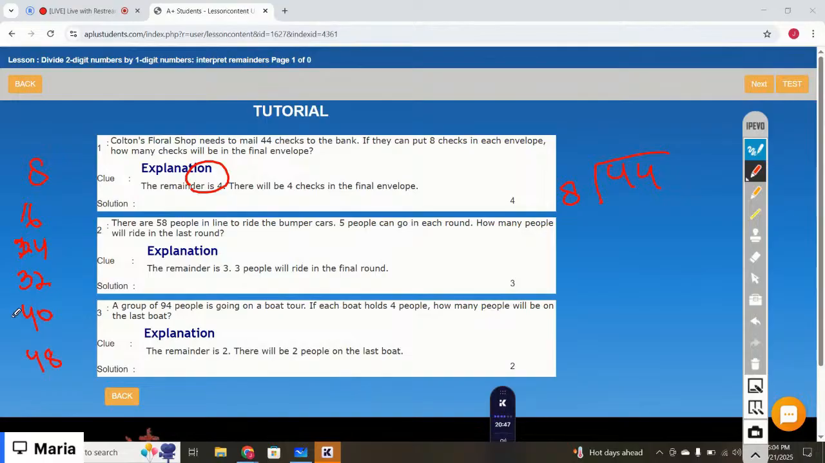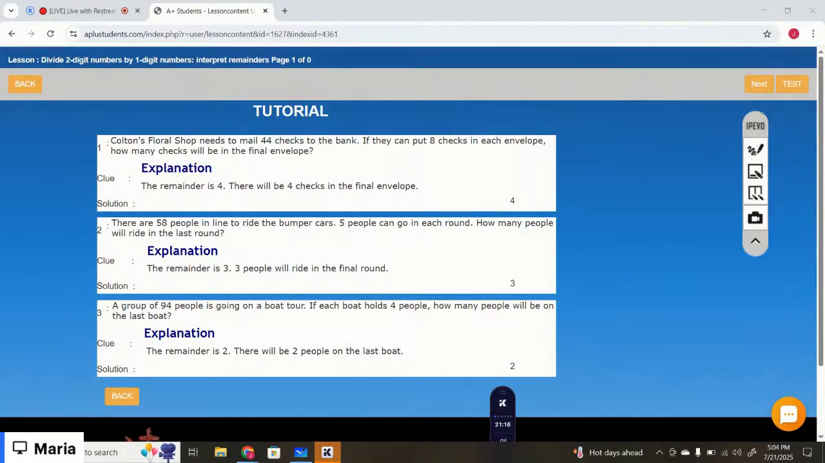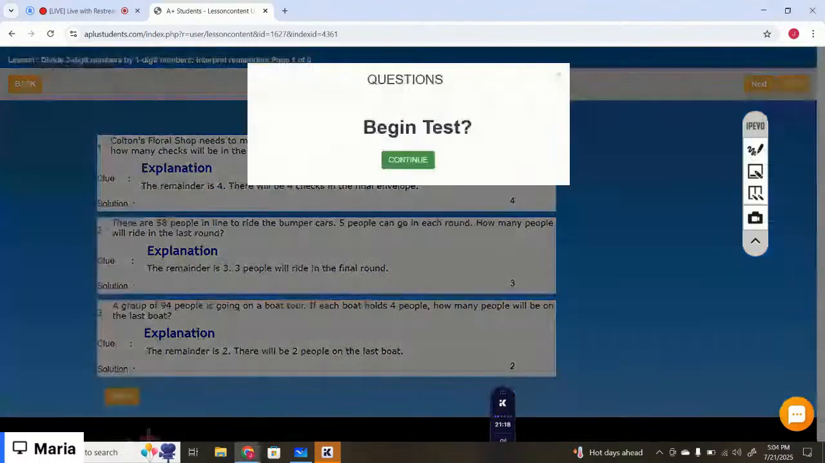So we can go for 8 times 5 is 40, right? 44 minus 40: 4 minus 0 is 4, and 4 minus 4 is 0. So the question is how many checks will be in the final envelope? In the final envelope, we have 4 checks because 4 is the remainder when we divide it by 8, right? The correct option is 4. Let's just start with the test questions.